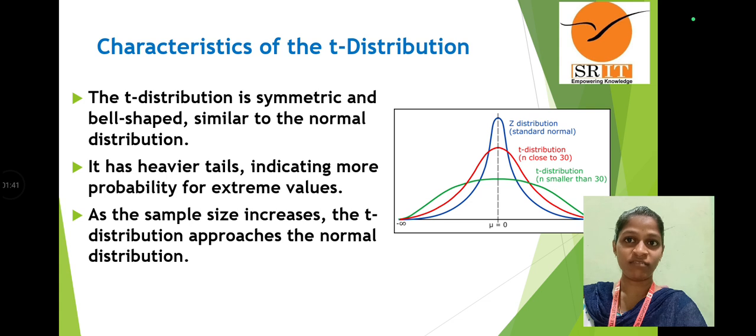The blue curve indicates the Z distribution, which is at peak, and the red curve indicates the T distribution, and the green curve indicates a T distribution where n is smaller than 30.